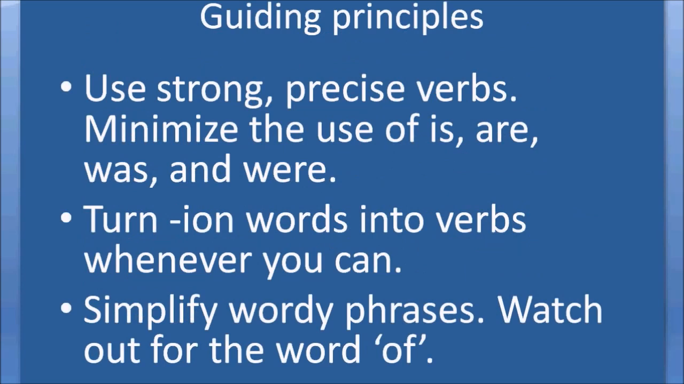The next 3 guiding principles I want to talk about are these. Use strong, precise verbs. Minimize the use of is, as, was, and were. In many cases where you use is, as, was, and were, particularly with another verb, you're using too many words. You're creating extra work for yourself and for the reader. Turn ion or shun words into verbs whenever you can, and we'll see some practical examples. And finally, simplify wordy phrases. A key one here is look out for the word of. If you're using the word of, ask yourself, do you really need to?